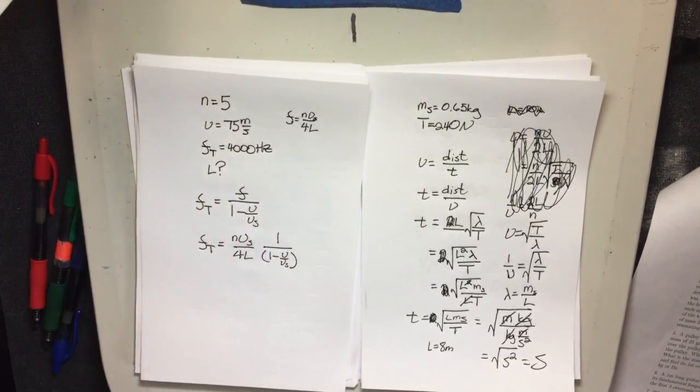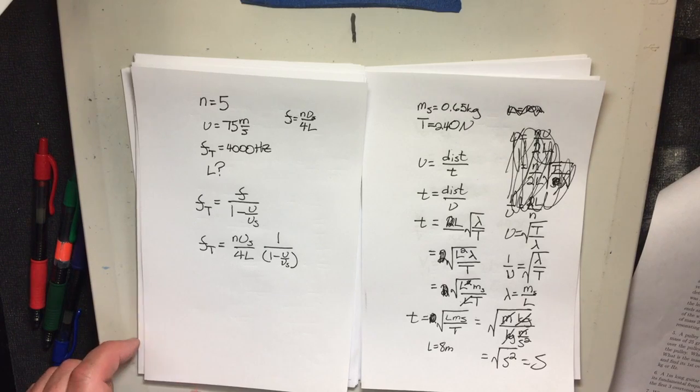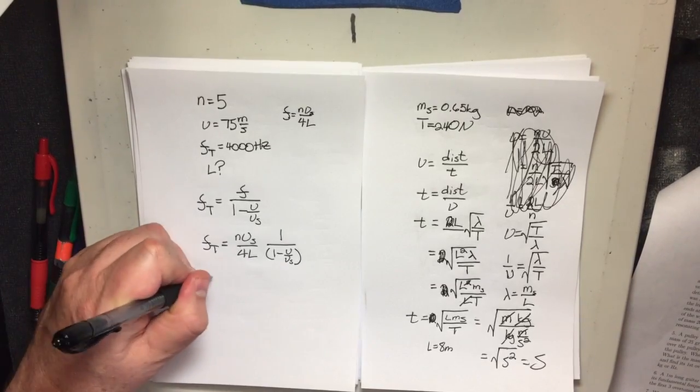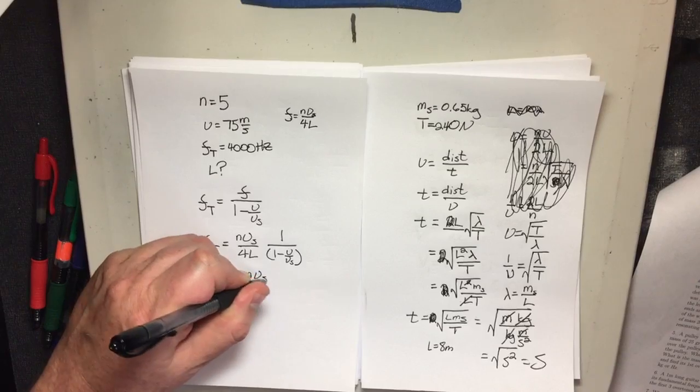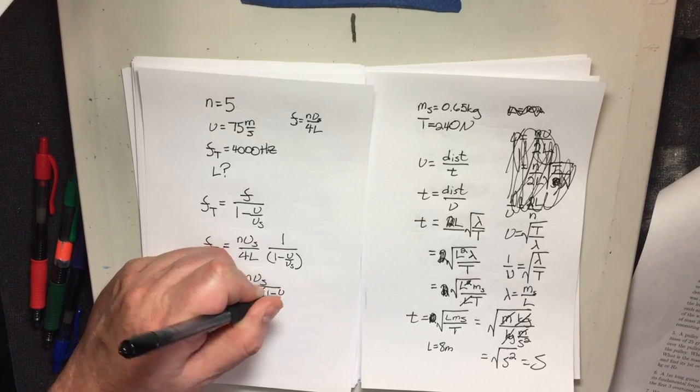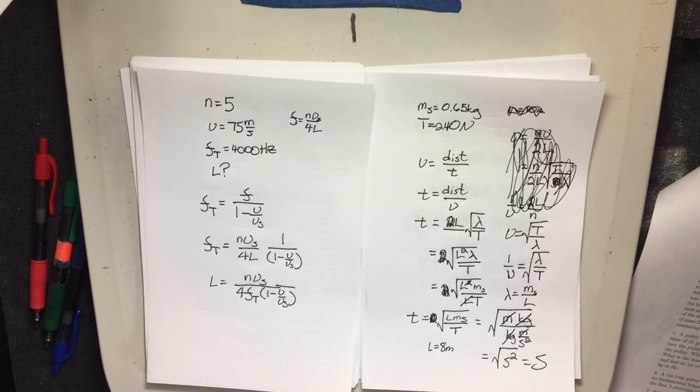No, this is the same problem. We're still on 9. We're doing problem set 10. So all I'm looking for is L. So L is equal to nVs over 4Ft times 1 minus V over Vs. And that's it. That's all you got to do.